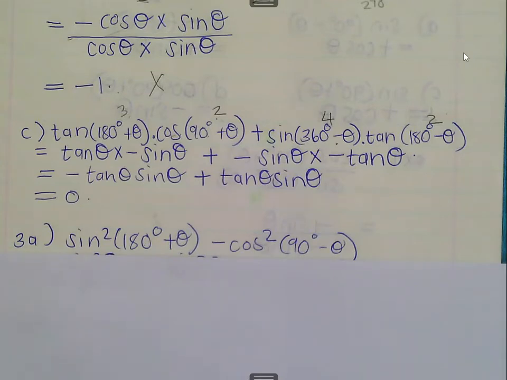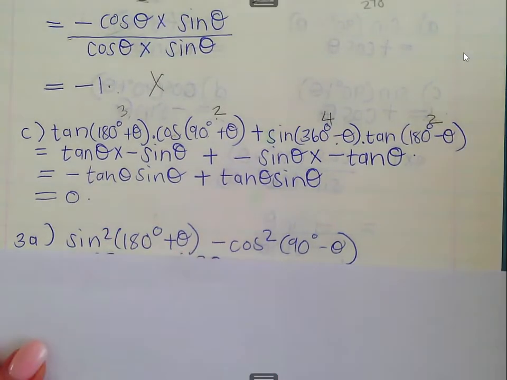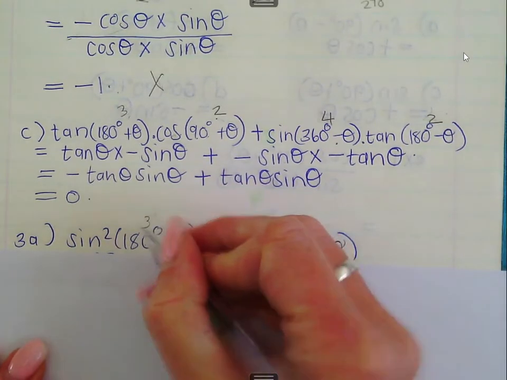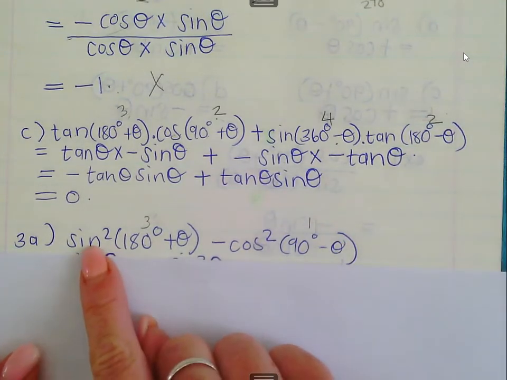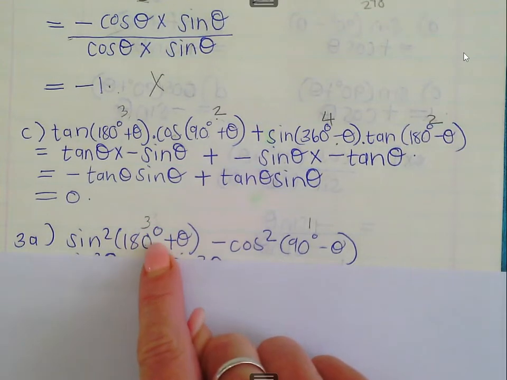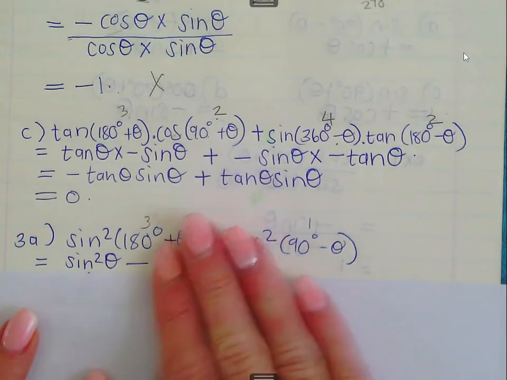Okay, question 3a, I just want to do with you. I just want to show you that even if it's a co-function, the square thing stays the same. Okay, so I've got sin squared 180 plus theta. Which quadrant is that? Third. And then 90 minus is first. Okay, so sin squared in the third, it's negative, but the square makes it positive. Do you all get that? Okay, so it's sin squared theta.